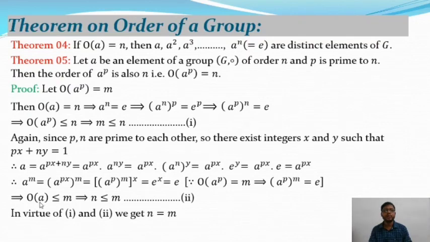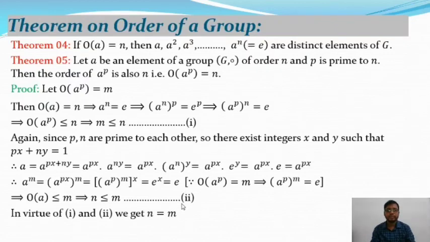And you know that the order of a is equal to n. So therefore from this we will get n is less than or equal to m, and we can write it as equation number 2. Combining equations 1 and 2, from this we will get n is equal to m. This is the proof of the fifth theorem on order of a group.